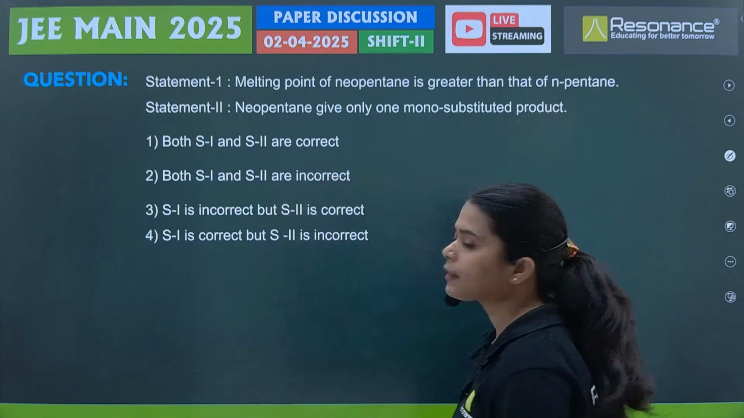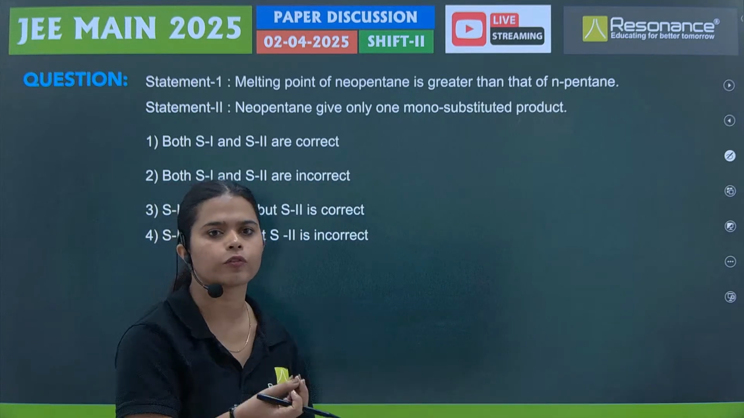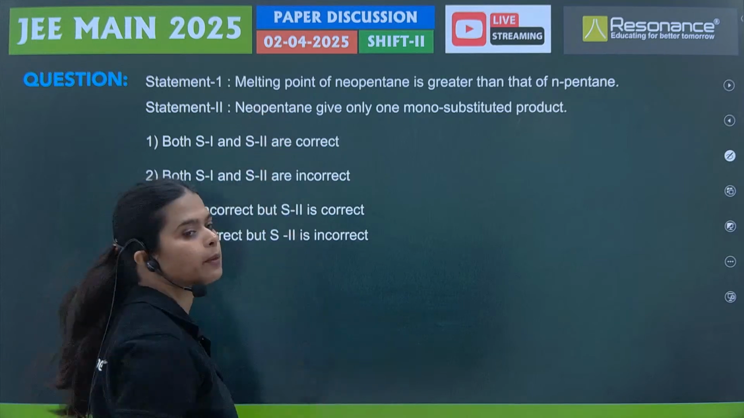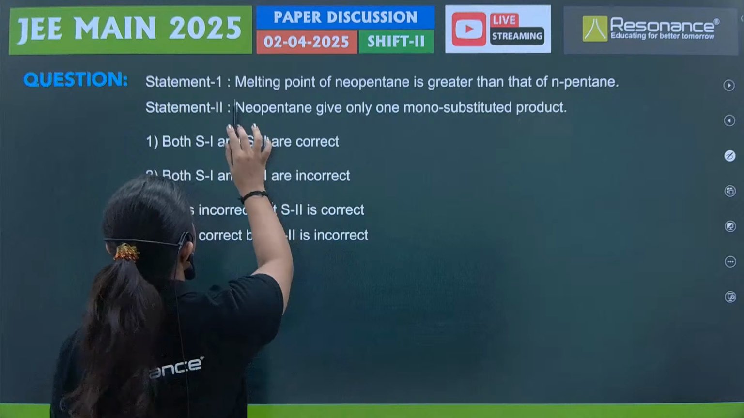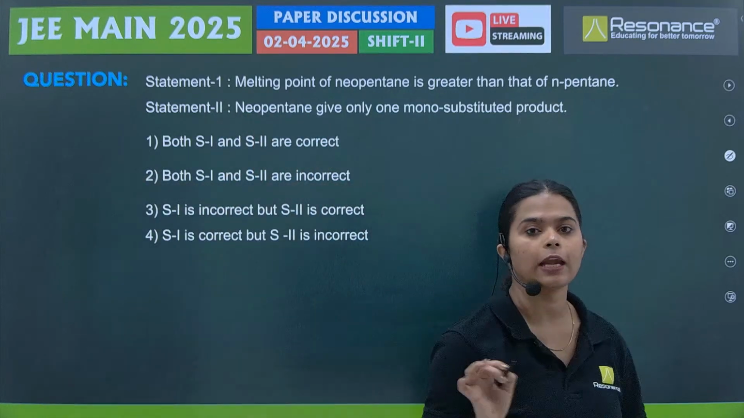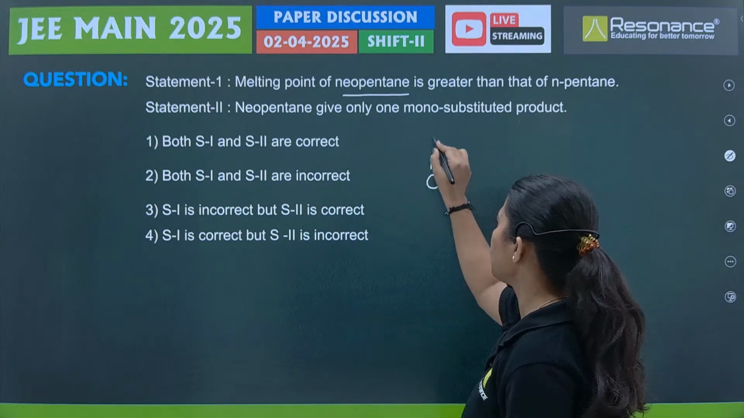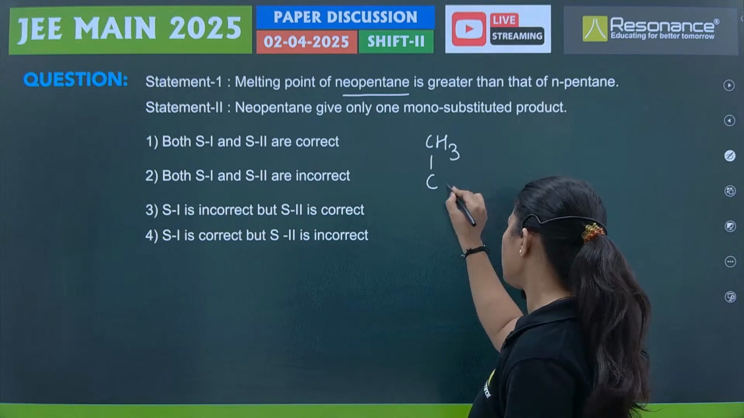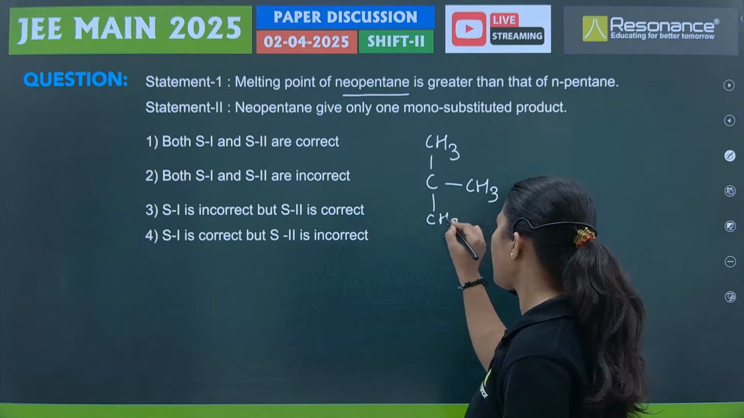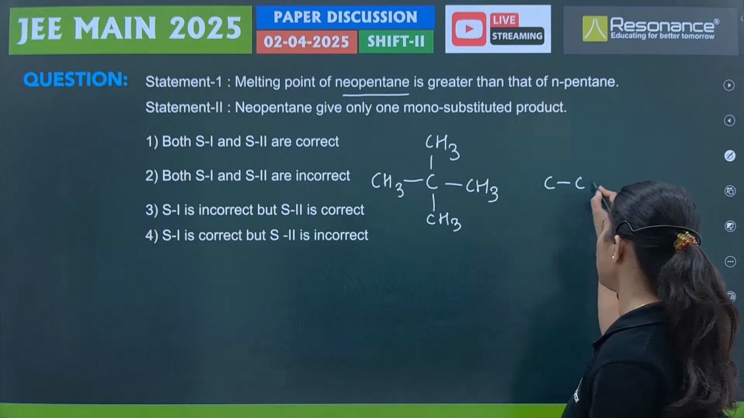It is a statement type of question. In session 1 also they have given a lot of statement type questions. So we have to tell here which statement is the correct one. What is the statement? That the melting point of neopentane is greater than n-pentane. What they have mentioned is the compound neopentane. So we know how neopentane looks. This is neopentane. And n-pentane means normal pentane, it will have a 5 carbon chain here.